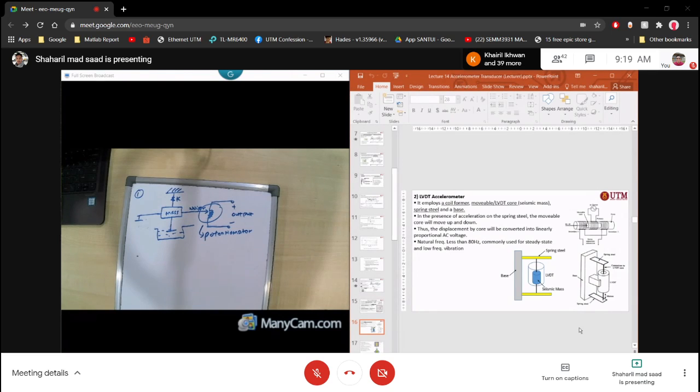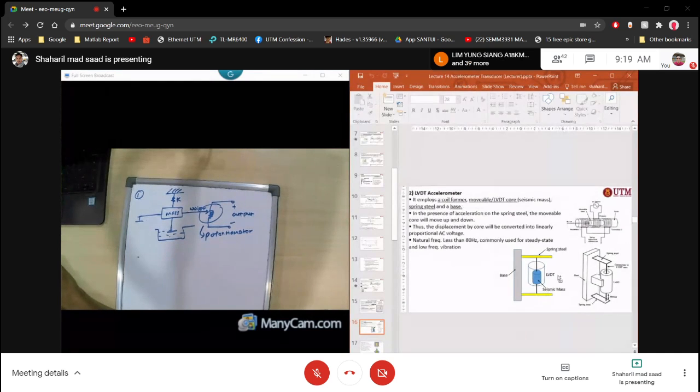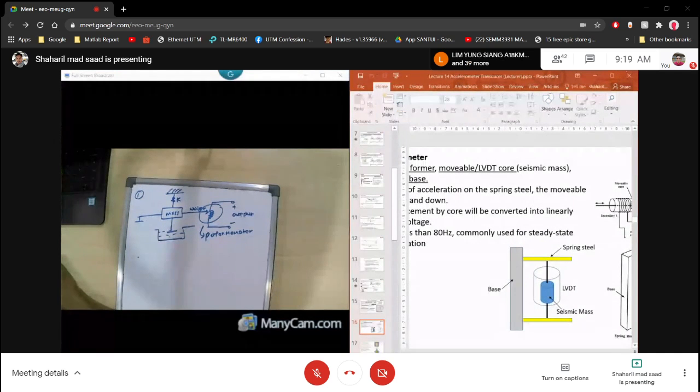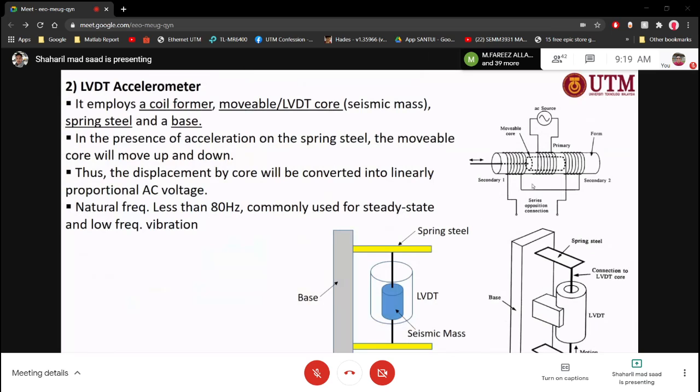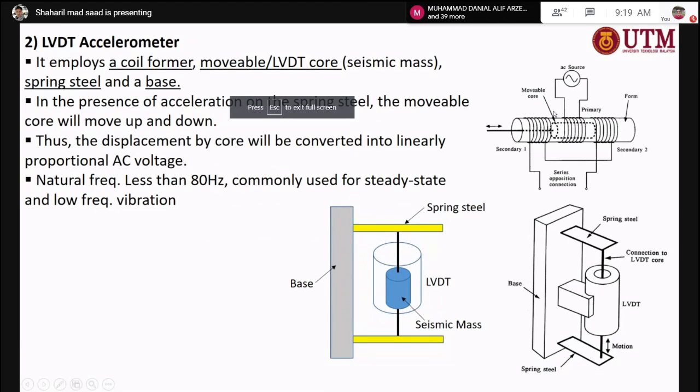This type of accelerometer also has the seismic mass. So I just draw a simple one. It has two coils here, the primary and also the secondary. Actually, the basic thing is two coils here, primary and secondary. And inside this one we have the former, or hollow. So you will have the movable core, or what we call the seismic mass.